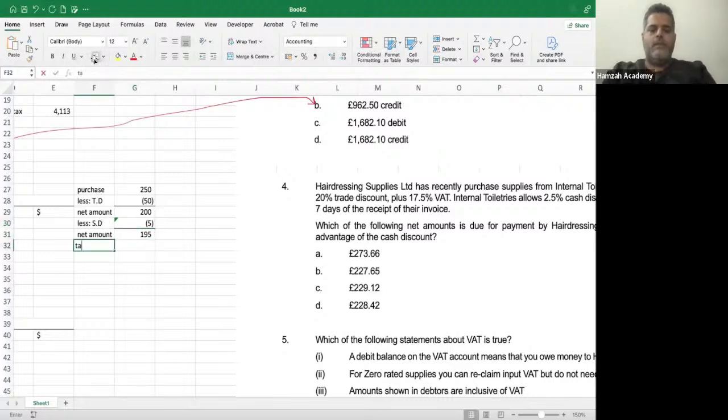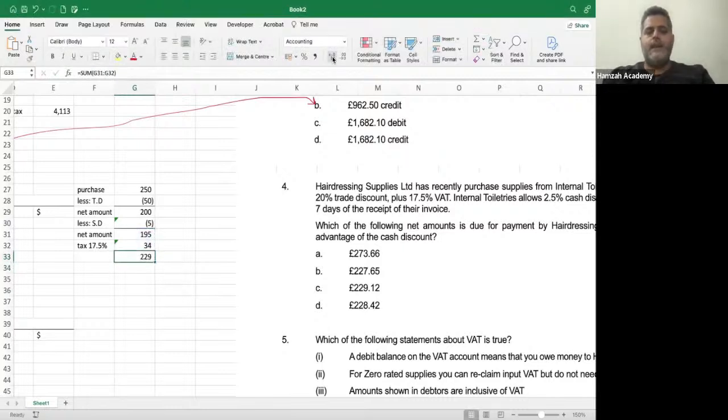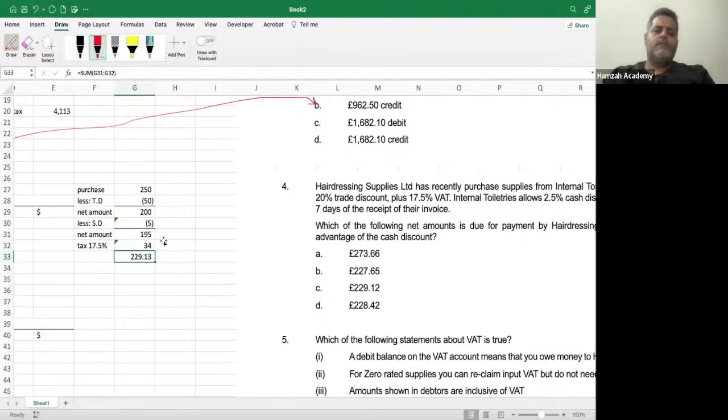Now, tax is 17.5% over here. That's 34. And if I do the total, the net amount which I'm going to pay is 229.13. So that's the answer over here, right? Option C.